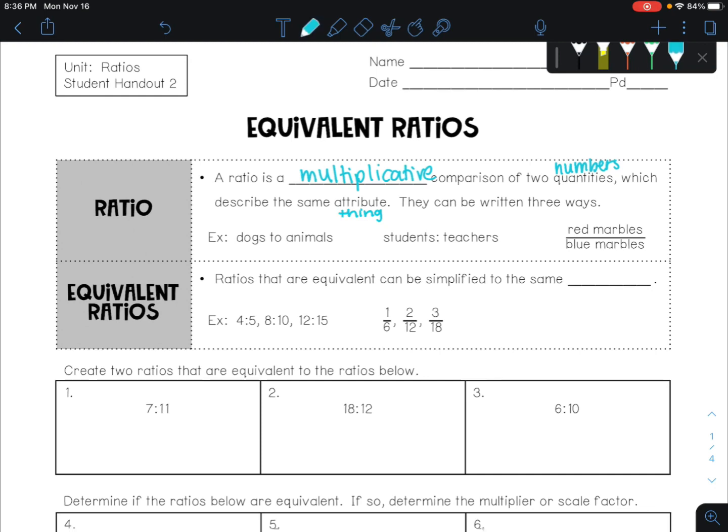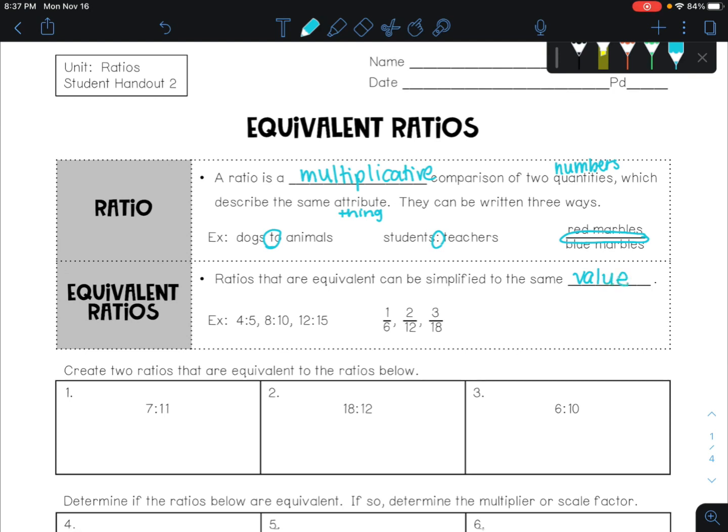All right. So we have some options. We can do dogs to animals using the word to. We can compare students to teachers using our symbol here, our ratio symbol. Or we can write it as a fraction, red marbles to blue marbles. Okay. Ratios that are equivalent can be simplified to the same value.